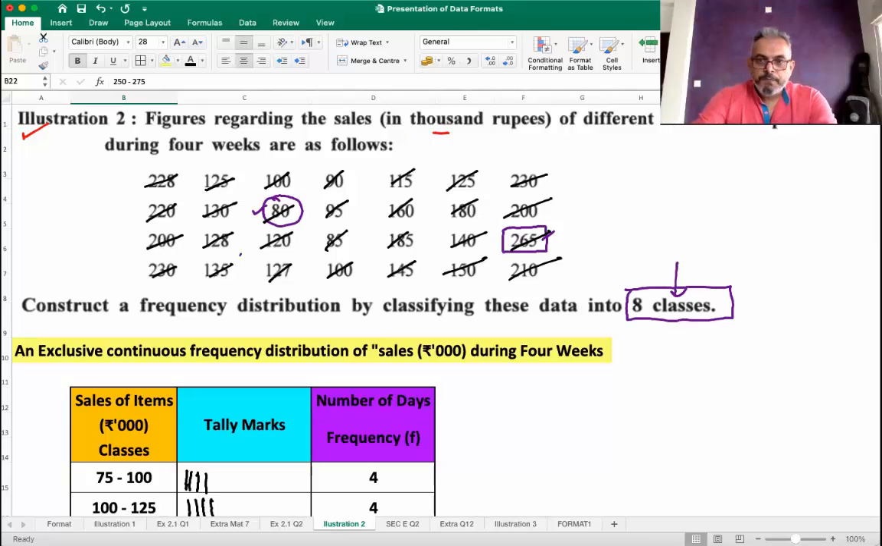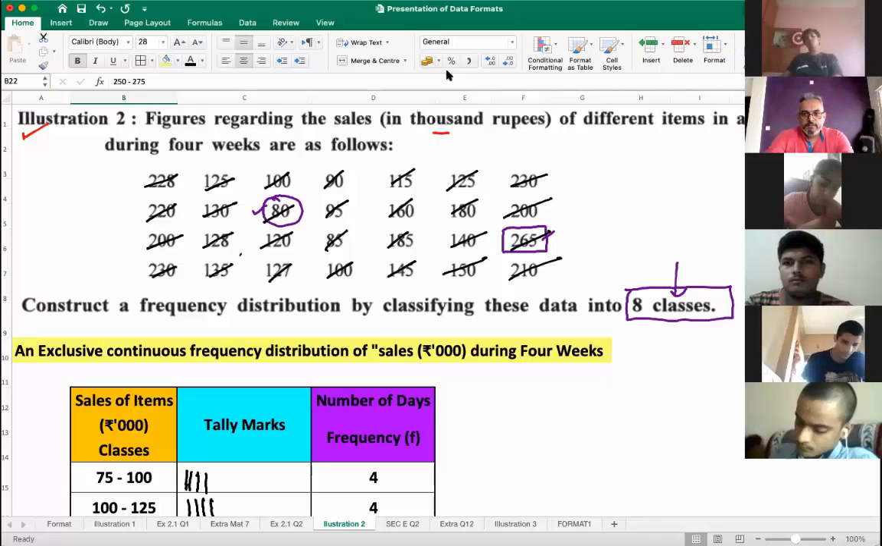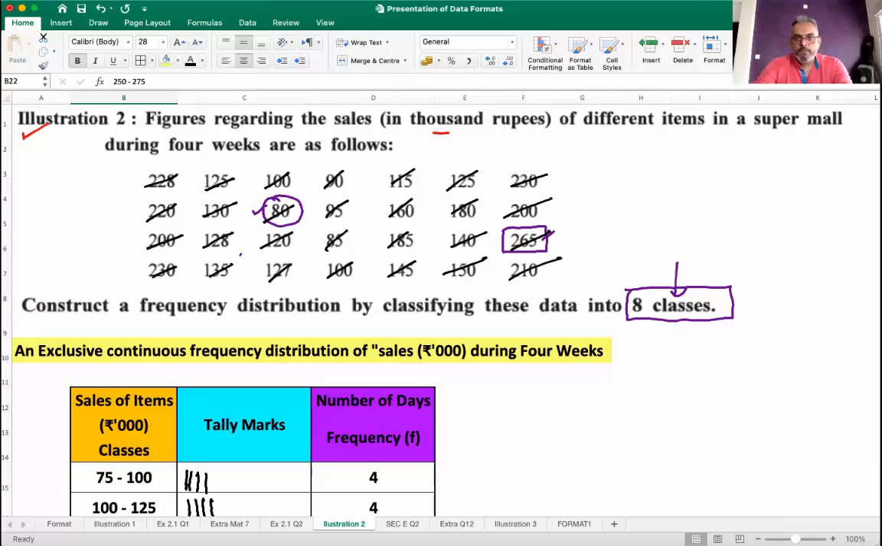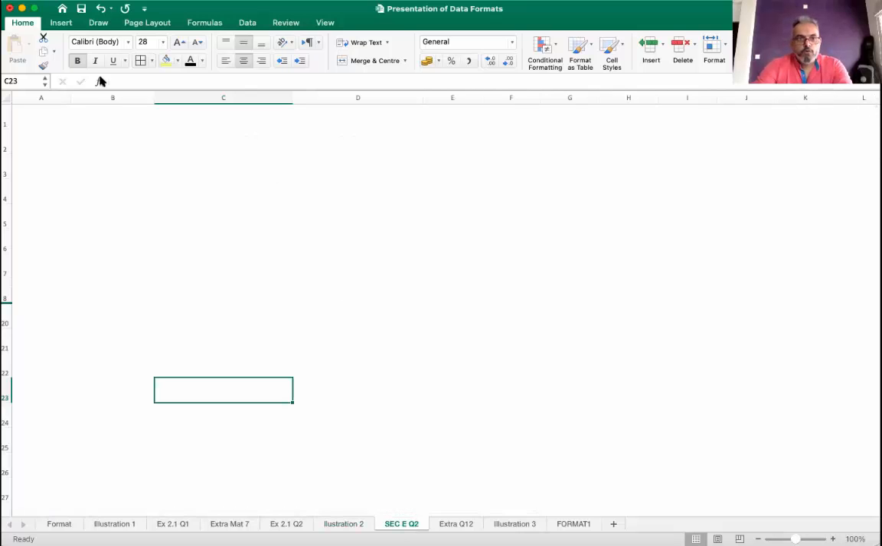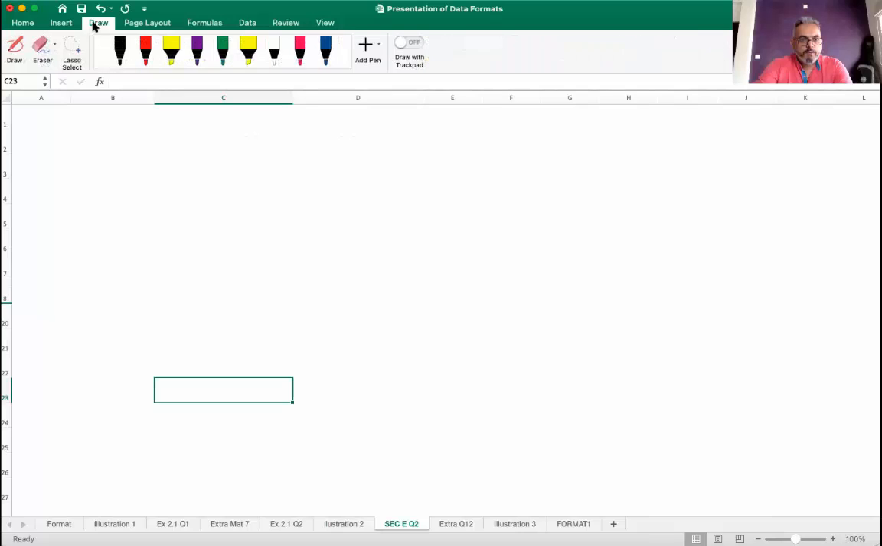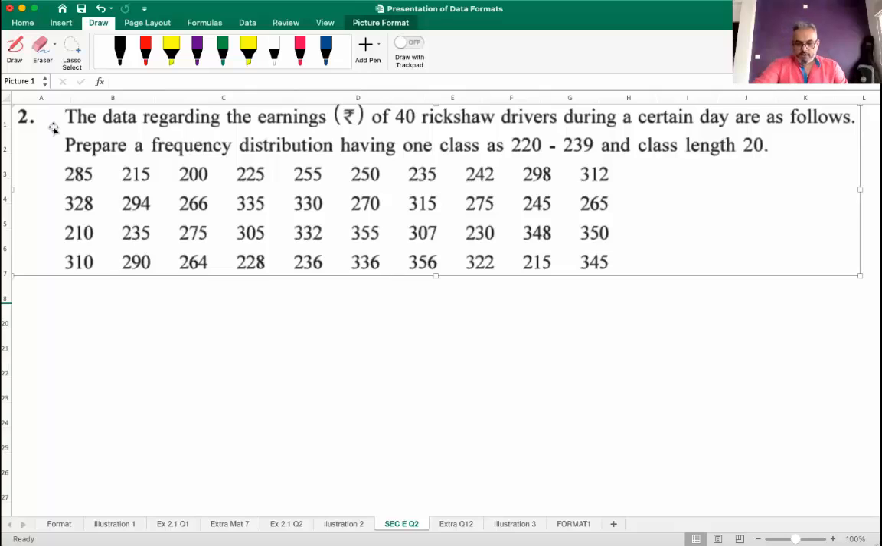If done, okay, all of you done? Should I proceed? Yes. Okay, now section E, question number 2 is what we are going to do. I'll give you the page number. It's right in the end. Page number 62. Again, it's an important sum. Page number 62.